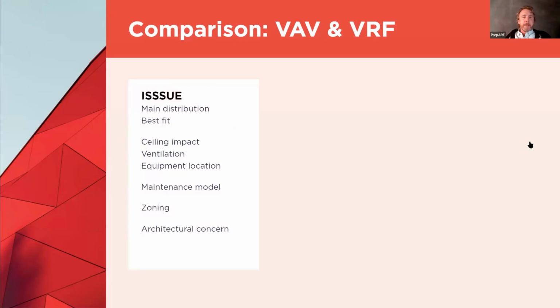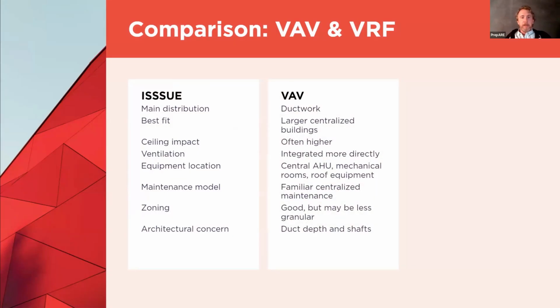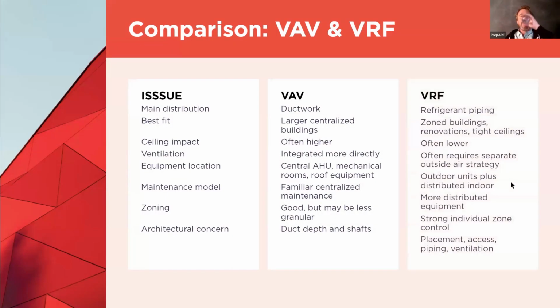All right, let's talk comparison. I hope this did not format super well. But this one, take a snapshot of this. It's really helpful. Basically, the difference between VAV and VRF is that your distribution for VAV is going to be through ductwork rather than refrigerant piping.